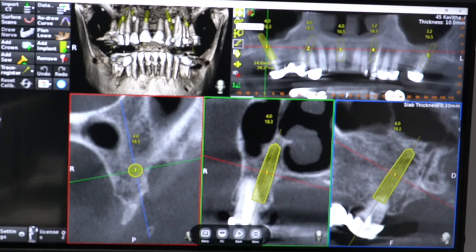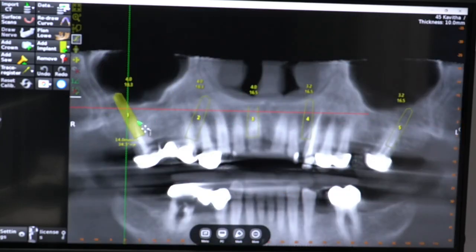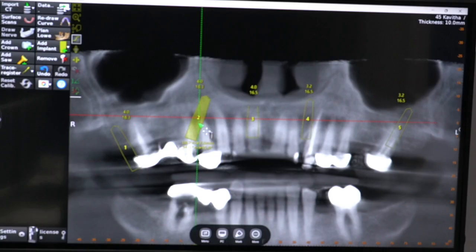So we are planning for full arch rehabilitation of this patient. As such, this is a very straightforward situation, lots and lots of bone. The sinus is too far away from the lateral nasal wall and away from the root apex of the natural tooth also.